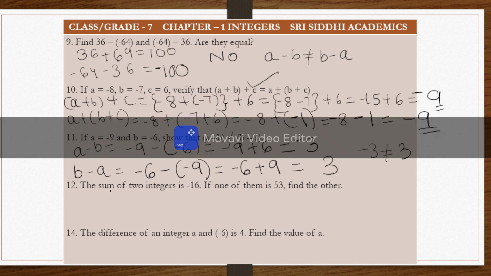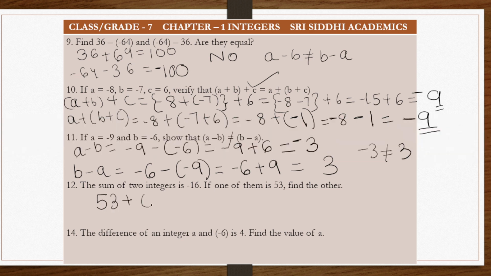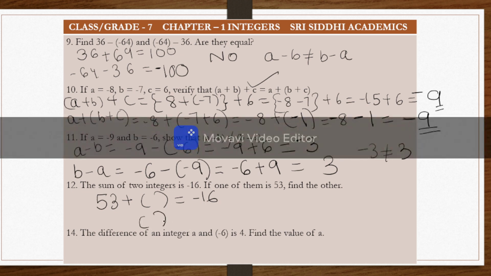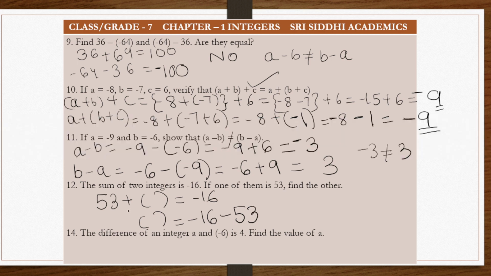Now let's solve question number 12. The sum of two integers is minus 16. If one of them is 53, find the other. So we know, if you have to find like this, 53 plus something we don't know is equal to minus 16. So how will you find this something? This something we will keep this side, and take the 53 to the other side. So if 53 goes to the other side, what will it become? It will become minus of 53, right? Because this side is plus. If we send this 53 to the other side, it will become minus 53.